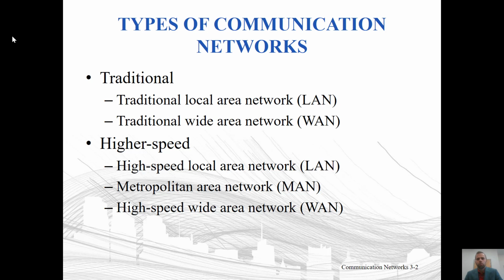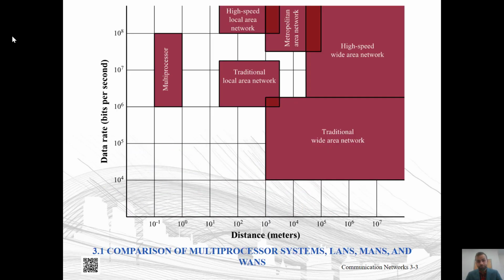So as I mentioned, a local area network is a LAN. A wide area network is a WAN. And then there are the traditional and the high-speed versions of each of those. So you can see we have high-speed LANs and then high-speed WANs. We also have the metropolitan area network, which is considered a higher speed network as well. So that's a MAN.